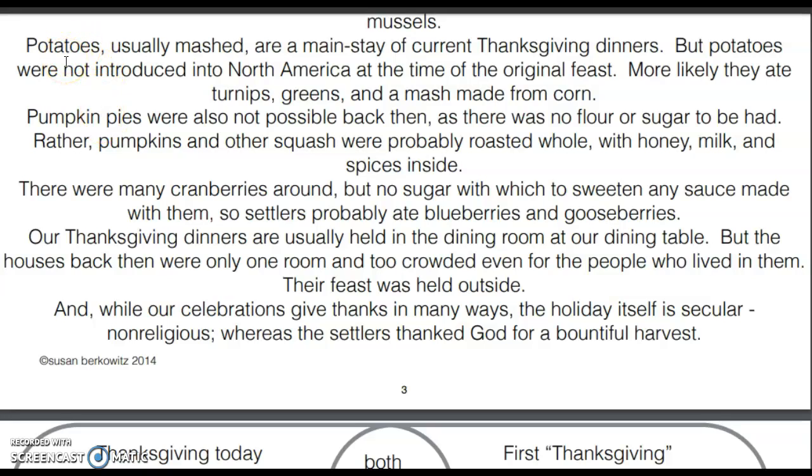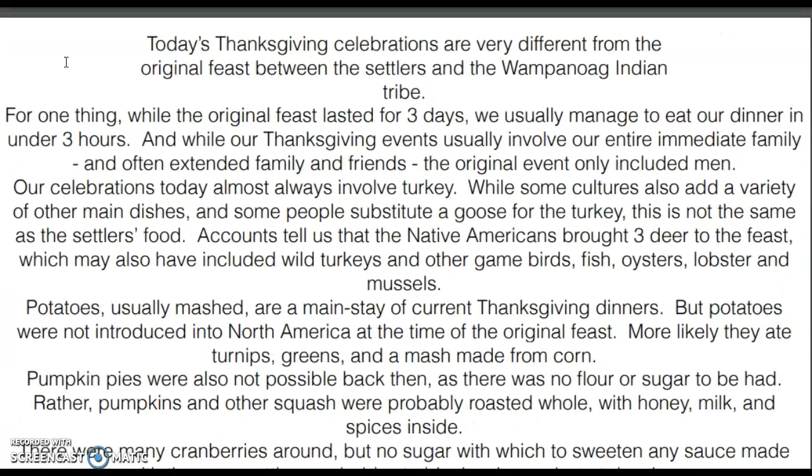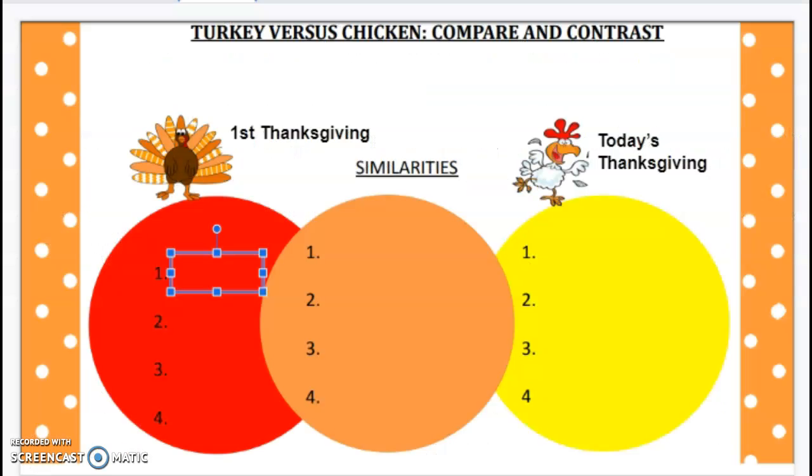So on the next slide, we are going to compare and contrast today's Thanksgiving celebration to how it was back then when it first happened, using a Venn diagram. Usually our Venn diagram is just 2 overlapping circles, but this time I gave you 3 just so you'll be able to easily type in the middle.